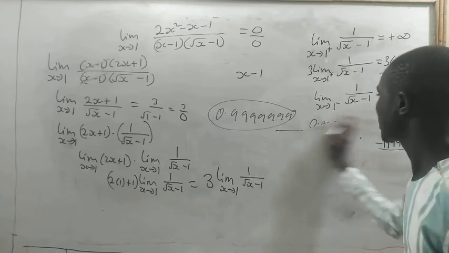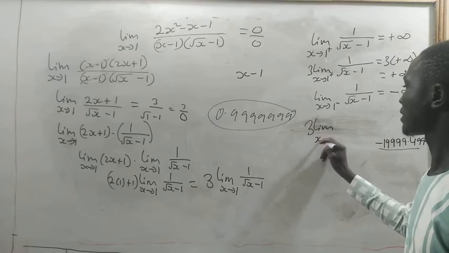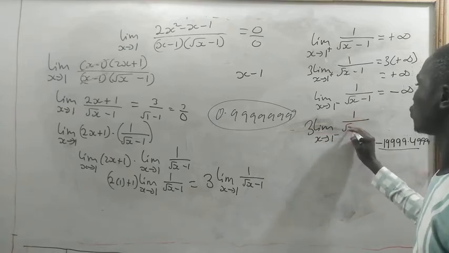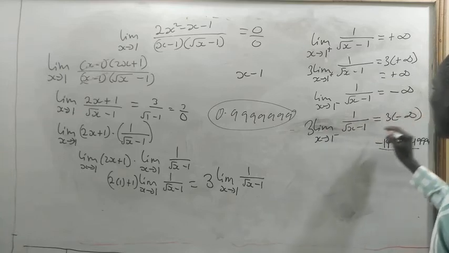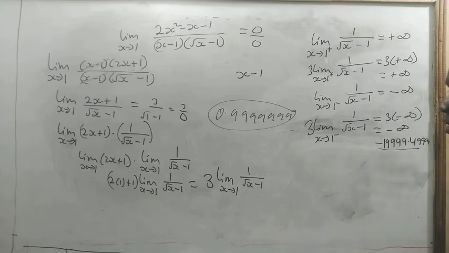So if we take 3 times the limit as x approaches positive 1 from the left hand side, 1 divided by square root of x minus 1 will be 3 times negative infinity. So 3 times a very large number will still give us a very large number.